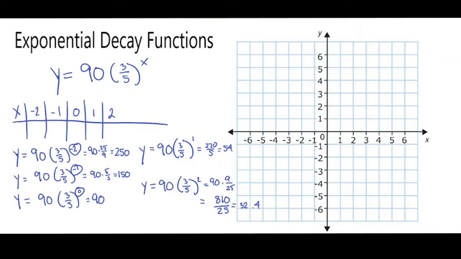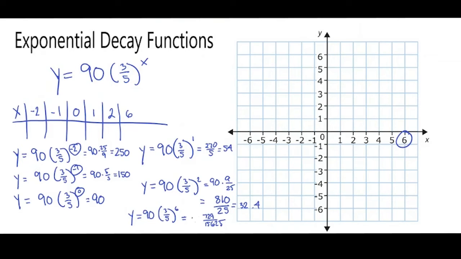So you'll notice that these numbers are really, really big. So what I'm going to do is pick even bigger numbers to be my x. So let's try 6. I realize that 6 is over here on my graph. So that's the biggest x value I have. So let's throw that in there. So I have y equals 90 times 3/5 raised to the 6th power.